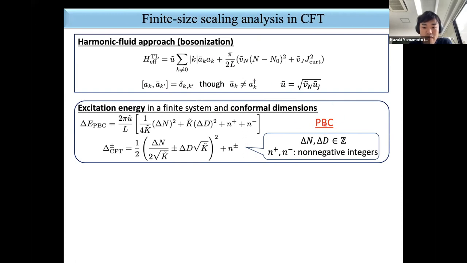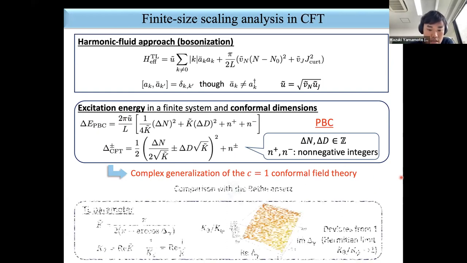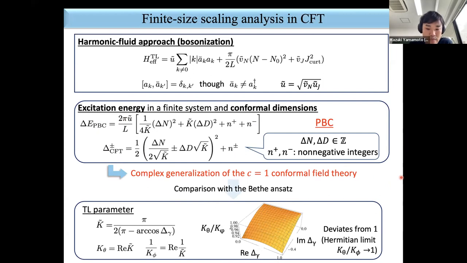Here we give the results for the periodic boundary conditions. This is the result. Delta N shows the particle number, delta D is the current, and N plus and N minus characterize the particle-hole excitations with non-negative integers. And we obtain the conformal dimensions and energy spectrum for the periodic boundary conditions. We easily see that this is again the complex generalization of the c equals one conformal field theory. Okay, and then by the comparison with the Bethe ansatz, we obtain the exact complex valued Tomonaga-Luttinger parameter.